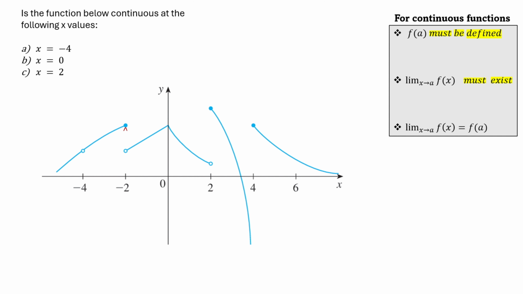These are the conditions. First of all, remember the first condition: f(a) must be defined. So here, if we are evaluating continuity at x equal to -4, it means that f(-4) must be defined. It means that when you put a certain x value, in this case -4, into the function, what y value are you going to get? If you trace here, you see an empty circle. So an open circle already tells you that there is no y value there.